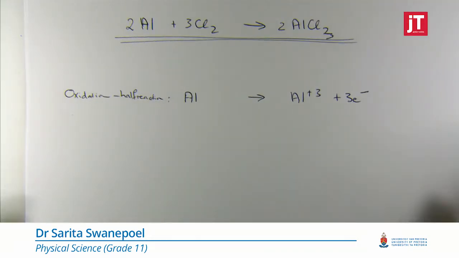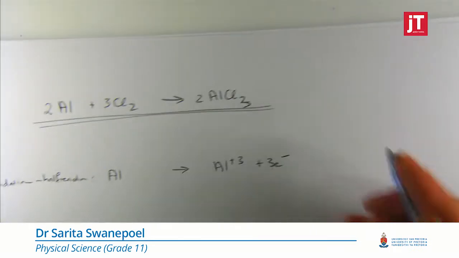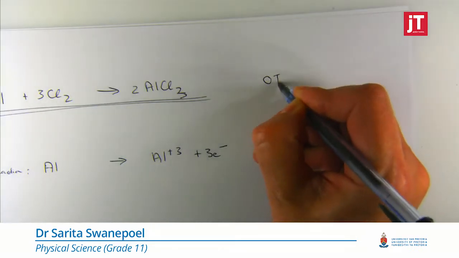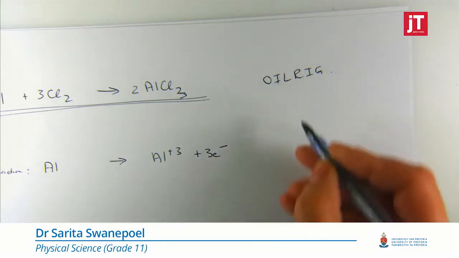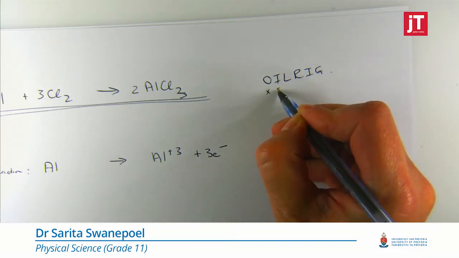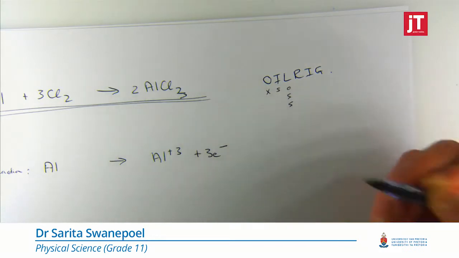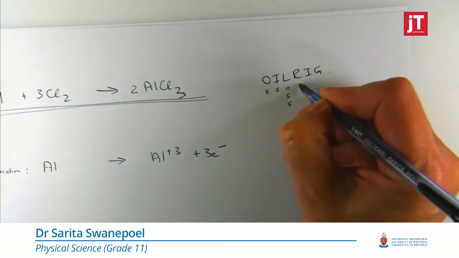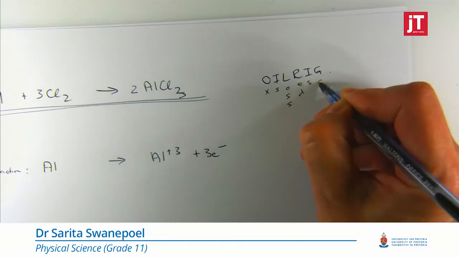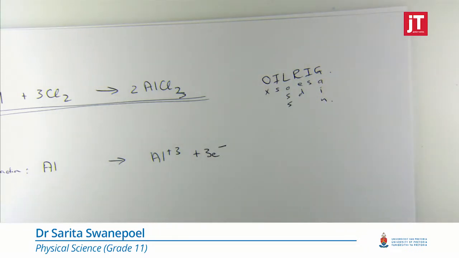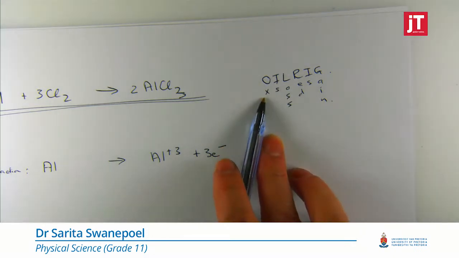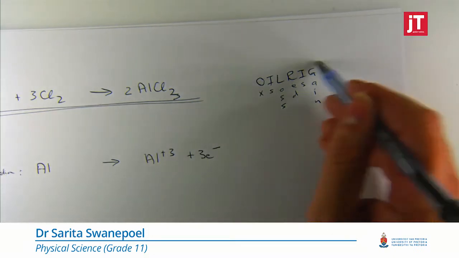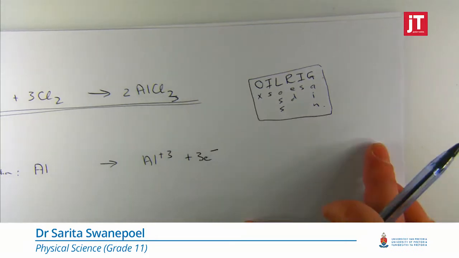Now, to remember that, the English guys usually like to talk about OIL RIG. They say oxidation is the loss of electrons, and reduction is the gain of electrons, and that makes it easy to remember. So if we are losing electrons, we have an oxidation half reaction. Just a small way to remember that.